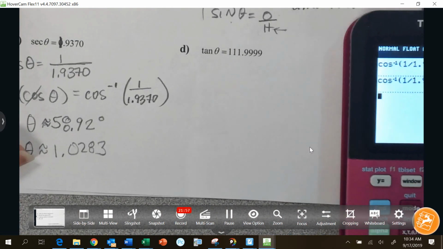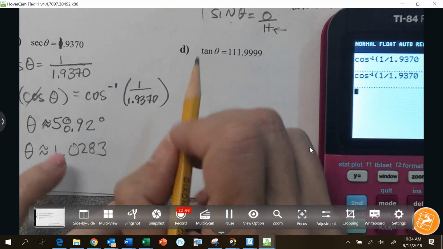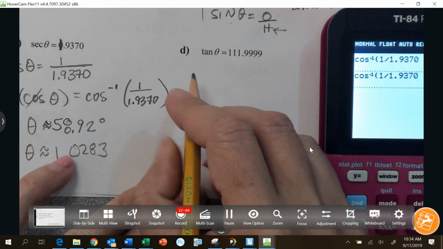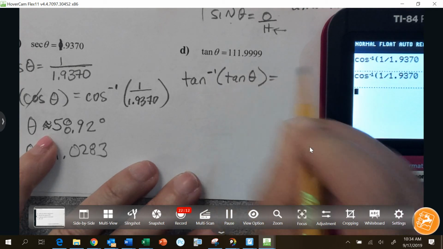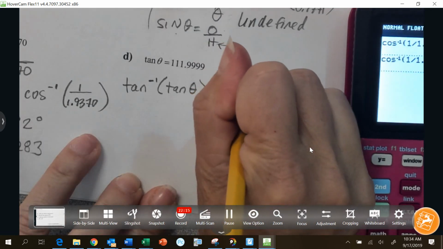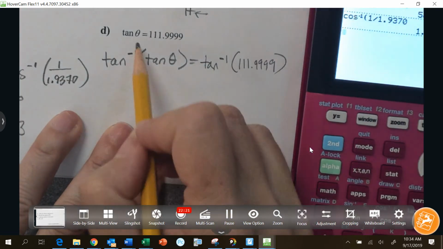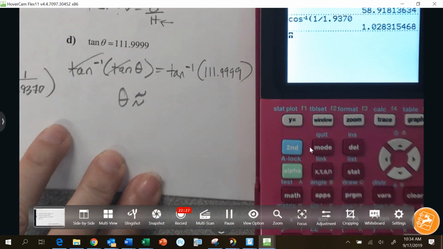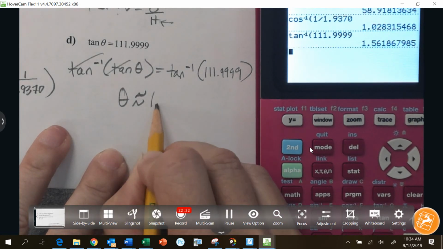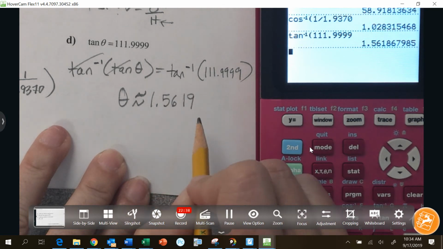Last question. Tangent of theta is 111.9999999, yeah. So do I have a tangent inverse button? I do. So first, to cancel out tangent, we do that to both sides of the equation. Tangent inverse. That will cancel out tangent. I'll get theta by itself. Second tangent, 111.9999. I get 1.5619.